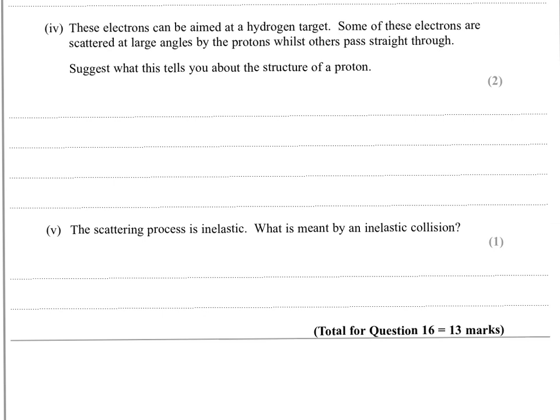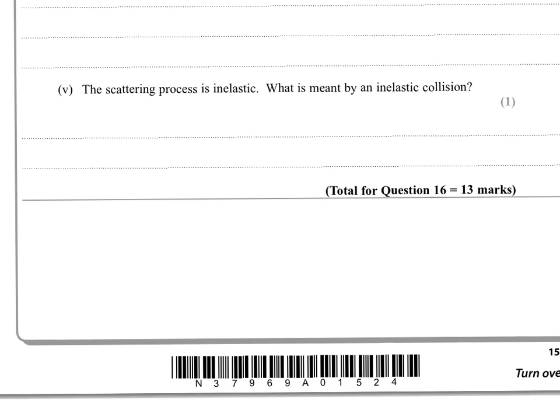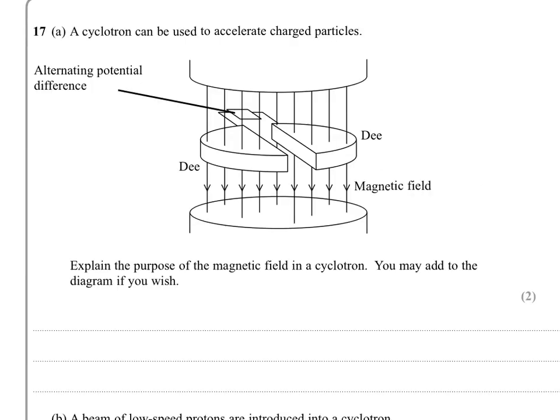So there are scattering centers within the proton. We know that those are quarks, but this evidence is telling us that there are objects in there, and that's what the discovery of the quarks was about. Okay, the scattering process is inelastic. What is meant by an inelastic collision? Remember, an inelastic collision is one where kinetic energy is not conserved. That's just straight bookwork.